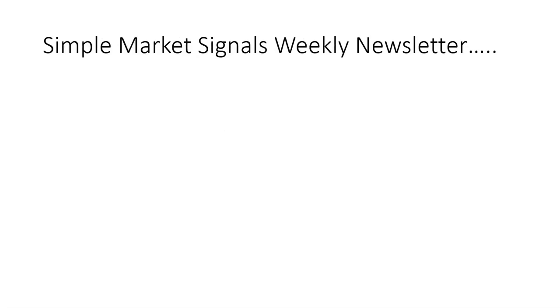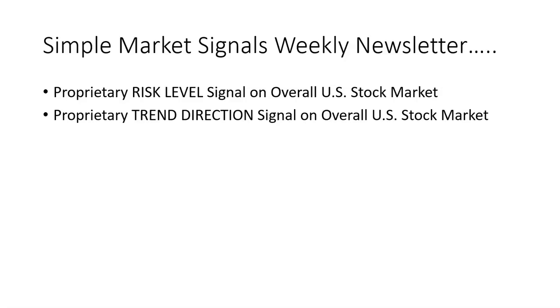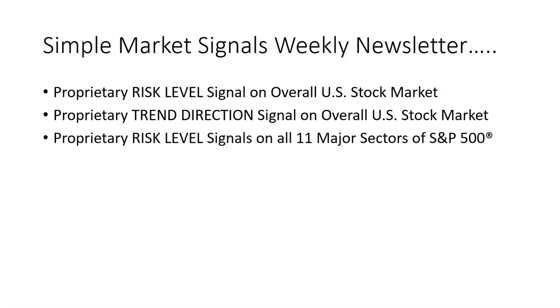I deliver my proprietary signals to my subscribers via a weekly newsletter. So every weekend, my subscribers will receive the proprietary risk level signal on the overall U.S. stock market. My subscribers also receive the proprietary trend direction signal on the overall U.S. stock market and the proprietary risk level signals on all 11 major sectors of the S&P 500. So not only do you get the risk level signal on the overall U.S. stock market, but you get an individual signal on all 11 major sectors of the S&P 500.